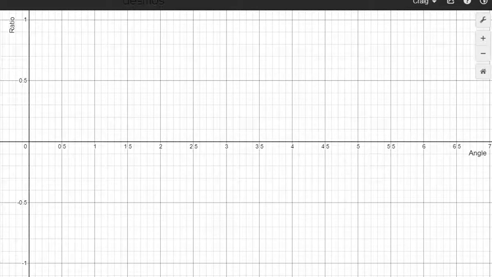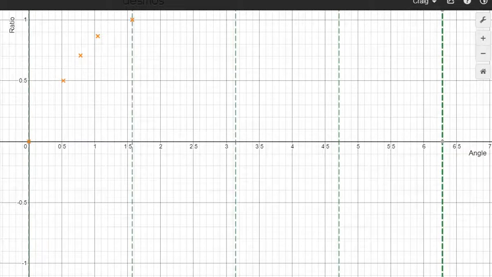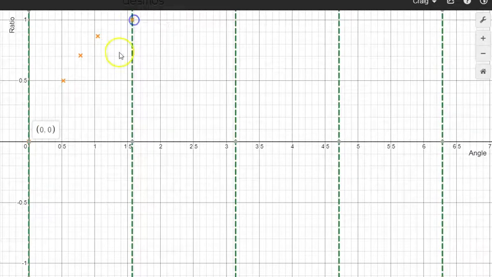I'll plot them in, and I'll split this up. We'll have a range of 0 radians to 2 pi, and I'll split it into the quadrants as well to make it easier to understand: quadrant 1, quadrant 2, quadrant 3, and quadrant 4. What we can see is the output of the sine function starts off at 0, and at pi over 2, in the first quadrant, it finishes at 1.